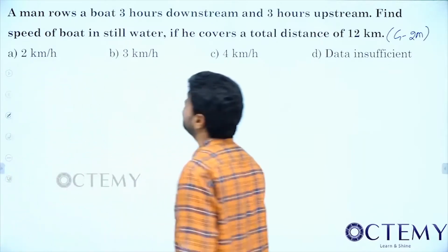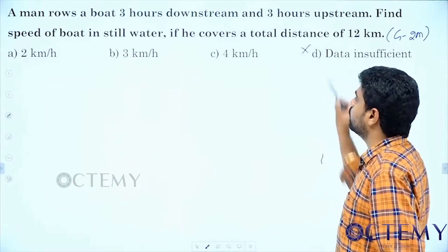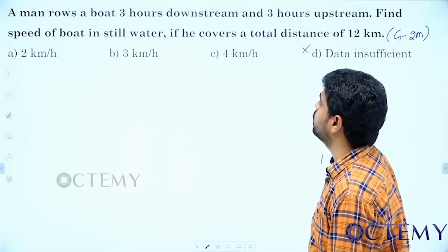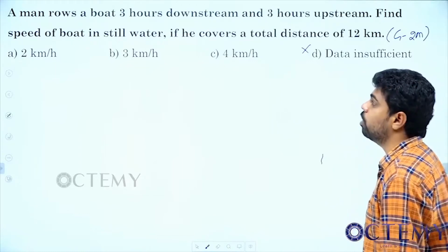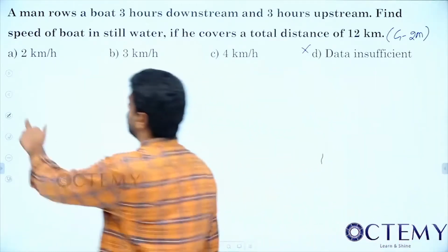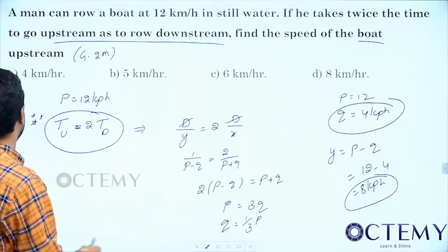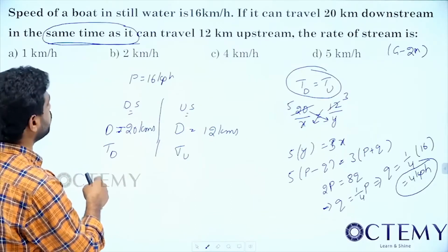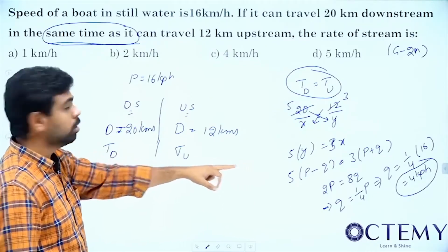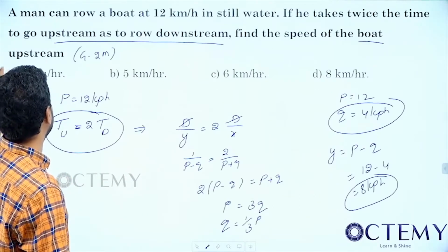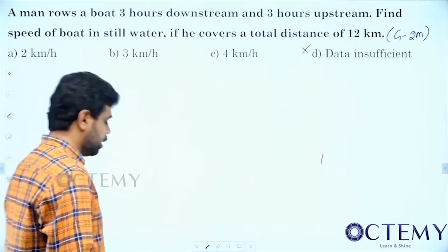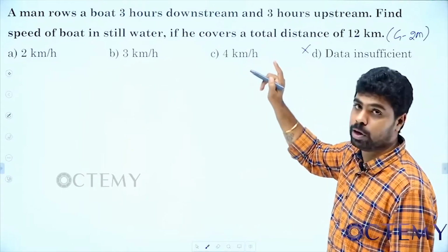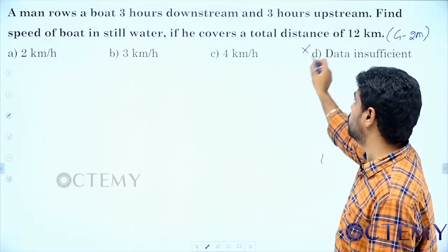See, for this question, many people put data insufficient, but this is not the answer. I will tell the reason why they put data insufficient. A man rows a boat downstream 3 hours and 3 hours upstream. Find the speed of the boat in still water. In the earlier questions, to find Q, P was given, or to find P, Q should be given generally. But here they didn't give P and Q, or even X and Y. So they put data insufficient, but this is not our answer.